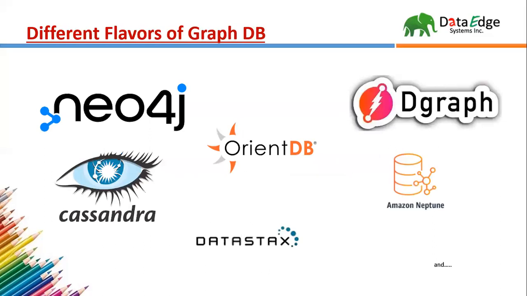So what are the different flavors of the graph database available in the market? We have many databases which help us by providing graphical representation, but out of which we are trending with the latest and some of the most highly in-demand graph databases, which I am showing on my slides over here, like Neo4j, Cassandra, OrientDB, DataStax, Amazon Neptune, then dgraph, and many other graph databases.